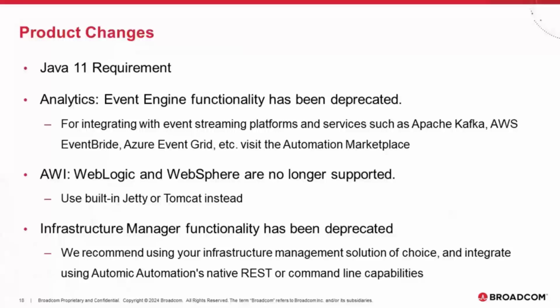Some important product changes to be aware of. Automic version 24 requires Java 11 or later. The event engine functionality has been deprecated and is no longer supported with version 24. Although not a one-on-one replacement, for integrating with event streaming platforms and services such as Apache Kafka, AWS EventBridge, Azure Event Grid, etc., visit the Automation Marketplace for pre-built integrations.